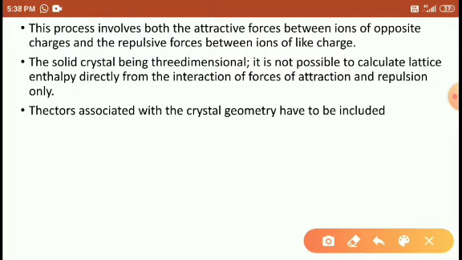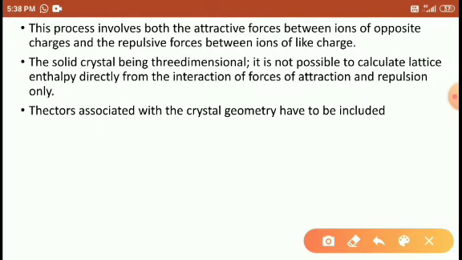So this process involves both the attractive force of ions of opposite charge and the repulsive force between ions of like charge. The solid crystal being 3-dimensional, it is not possible to calculate the lattice enthalpy directly from the attraction and repulsion forces only. The factors associated with the crystal have to be included. The ionic crystal involves 2 forces, the attraction force as well as the repulsion force, and both are holding.